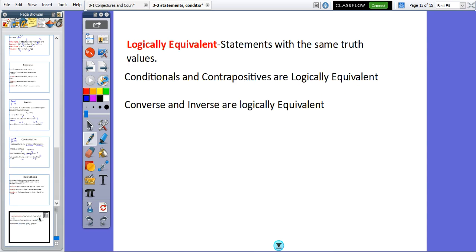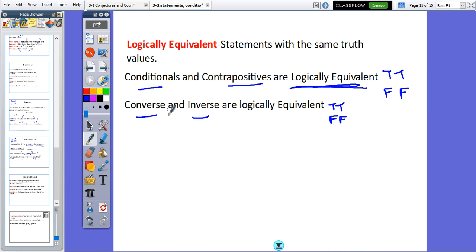So let's kind of look at this right here. So looking at a conditional statement, a converse, an inverse, and a contrapositive, there are certain logical equivalences that have to hold to determine if we did this right. So a conditional statement and a contrapositive will have the same logical equivalence to each other, meaning they both will be true, or they both will be false. They'll have the same truth value. Same thing with the converse and inverse. They will either have the same truth or the same false.